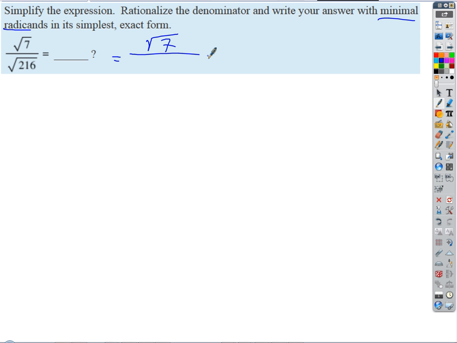Okay, so 216 is 36 times 6, you said, right? Yeah. So we could rewrite this on the bottom. We could write the square root of 216 as the square root of 36 times the square root of 6, because 36 times 6 is 216, and 36 is a perfect square. So why do we circle it? What's it equal to? 6. Okay, so we end up with the square root of 7 over 6 times the square root of 6.